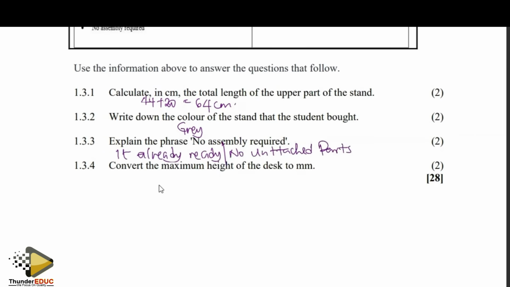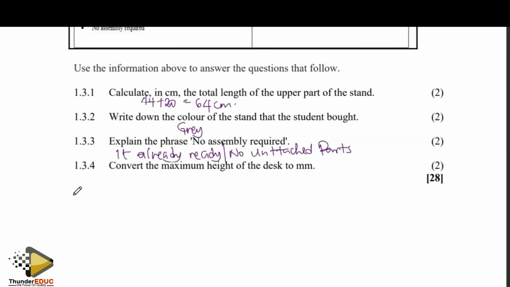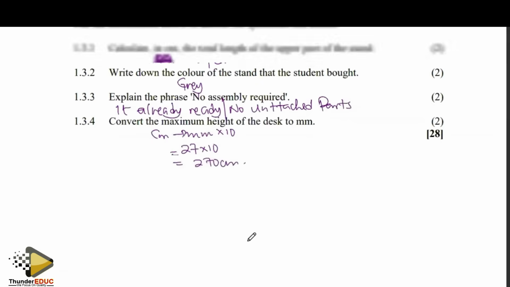Convert the maximum height of the stand to millimeters. Maximum height 27 here. We need to change it to millimeters. So centimeters to millimeters, multiply by 10. So it's 27 times 10. Answer became that much.